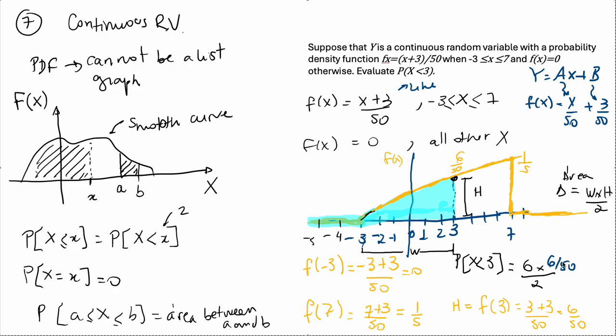Okay? Let me put it better. This is 6. So this is 6. I'm going to put it this way. This is 6 over 50. And then you divide everything by 2. Meaning that you divide this side here, right? You divide by 2. This is 3 times 6 over 100. Okay? This is 18 over 100.